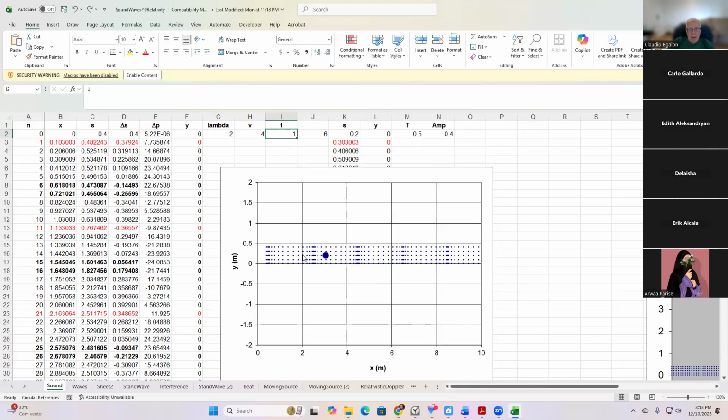Notice that there are some places in this medium in which the air molecules are closer to each other. That's a region of high pressure. And then there are regions in which the air molecules are very distant from each other. That's a region of lower pressure. A concentration of air molecules is high pressure, and when the air molecules are very far away from each other, it's a low pressure environment.